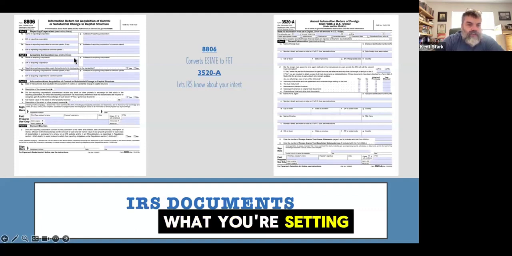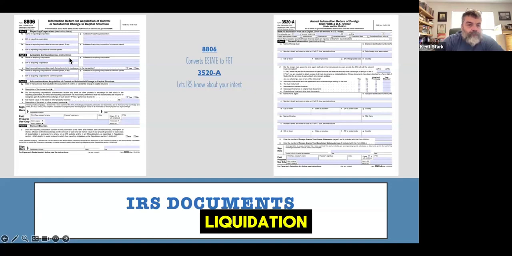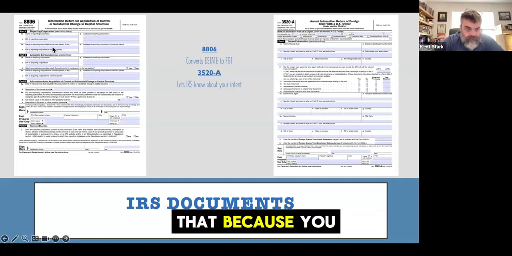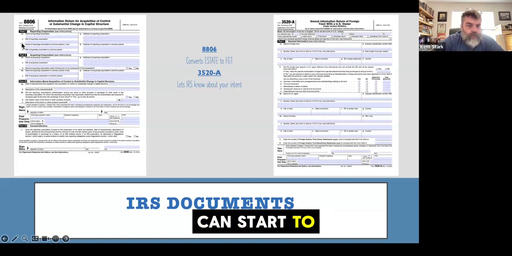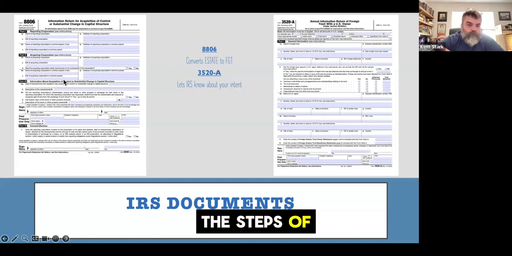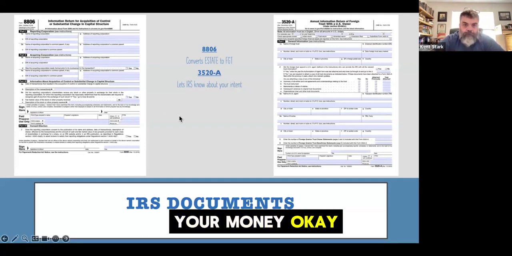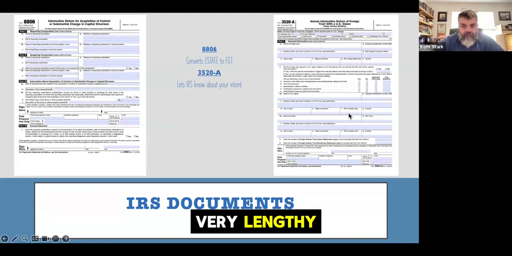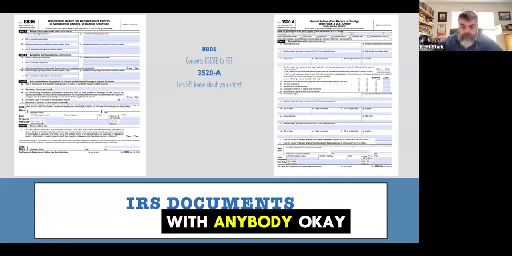So what you're setting the IRS up for here is liquidation. Everybody's telling you that because you have $1 billion in a trust somewhere, this is setting the IRS up so that you can start to liquidate and move those credits from one private entity to the other. So this is just one of the steps of the process. This is not going to get you your money, okay? Then the 3528 is how you express the trust. This is very lengthy and you have to make copies of stuff, but it's very important. What I'm going to say next is very important: you don't ever share the situs of your trust with anybody, okay?